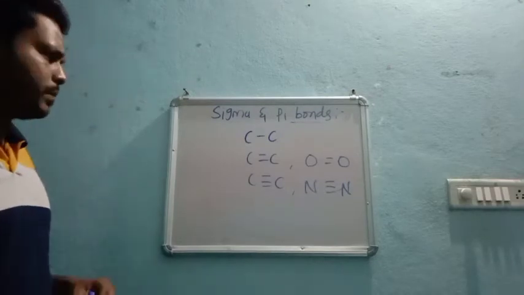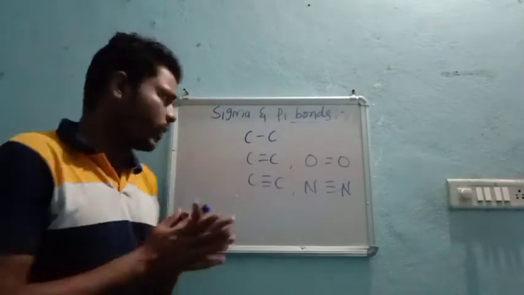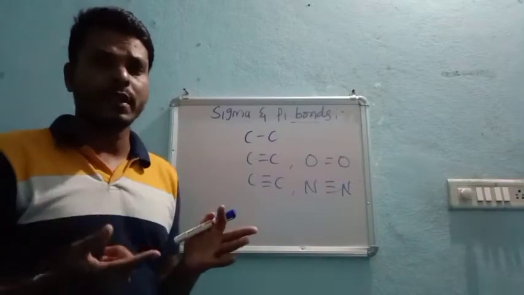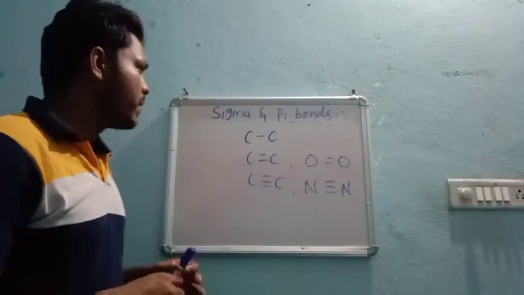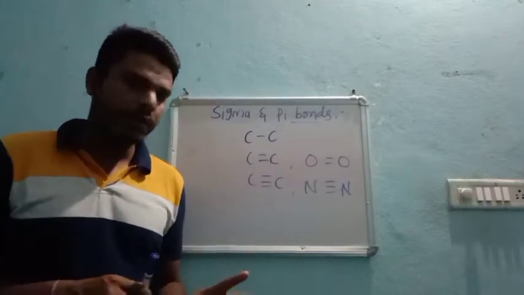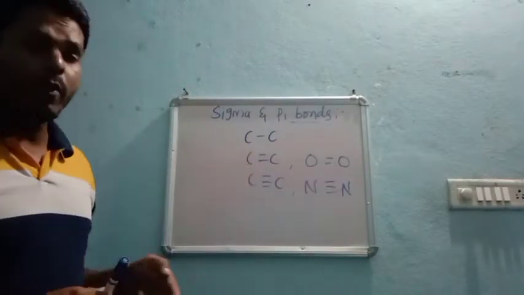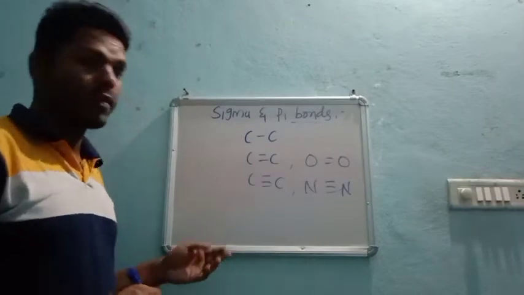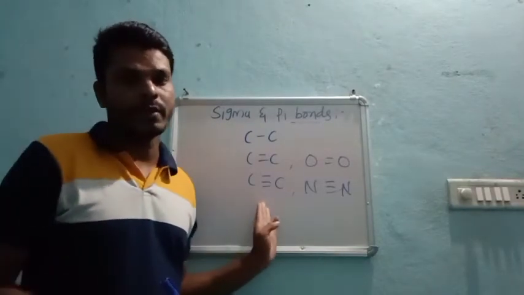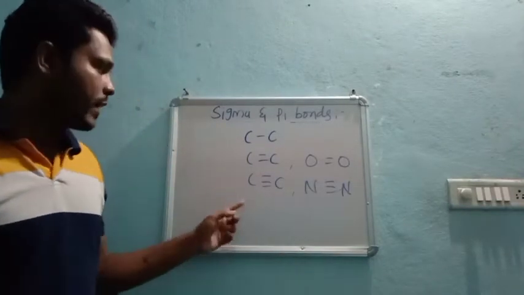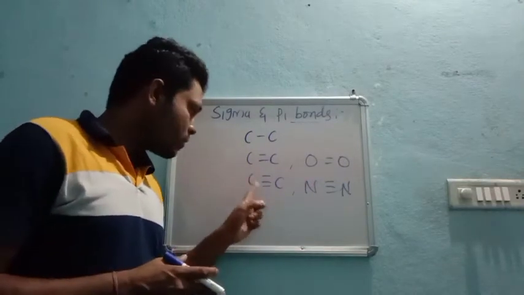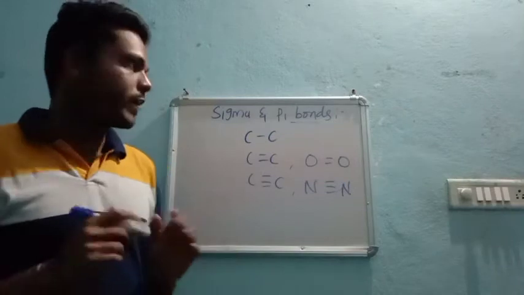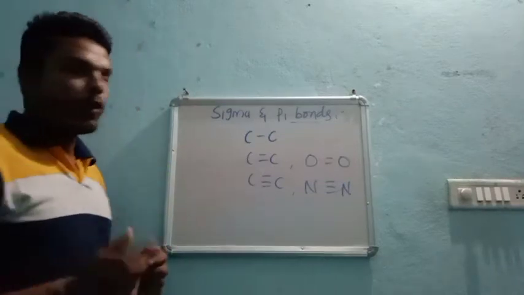So now, we already know that if there is a single bond present between any two atoms, then there will be an involvement of two electrons. If a double bond is present, definitely four electrons. If a triple bond is present, then there are six electrons involved in the formation of these three bonds.